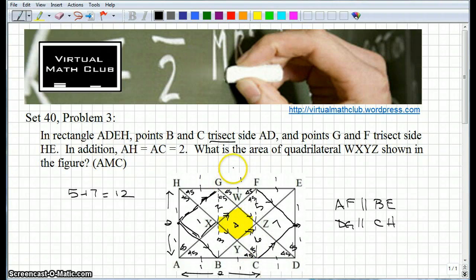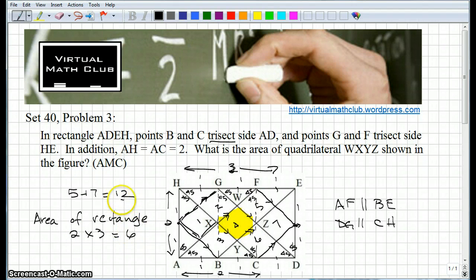So the side length of one side has to be 3, right? All the way across. EH is 3 and AD is 3. So we have the total area. So the area of the rectangle is what? It's just 2 by 3, which is 6. If we break that up into 12 squares, then 6 over 12 is 1/2. All right? So one of those squares just has an area of a half. Okay?